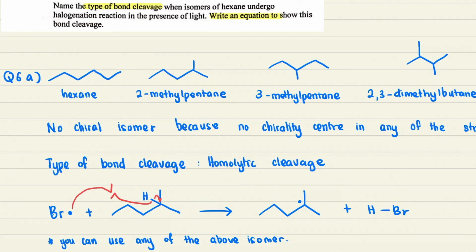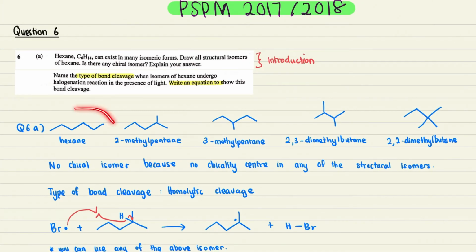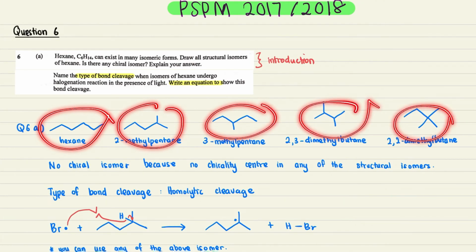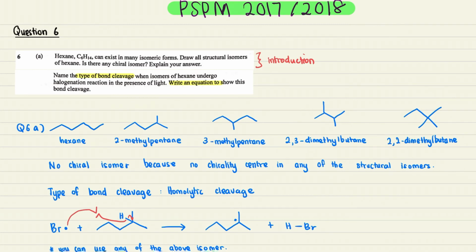Lepas tu masa saya nak buat ni, saya fikir equation mana satu kan. Dalam free radical substitution tu kan banyak equation. Okay, tapi kan dia kata type of bond cleavage apabila isomer of hexane undergo halogenation. So saya fikir saya kena show mechanism yang involve isomer of hexane dan halogen lah. Okay, which is this equation here. So isomer of hexane ada 5 pilihan. So you can use this one, ini, salah satulah, tak kisah mana-mana pun. Okay, sebab kalau dalam skema pun dia tulis you can use any of the above isomer.